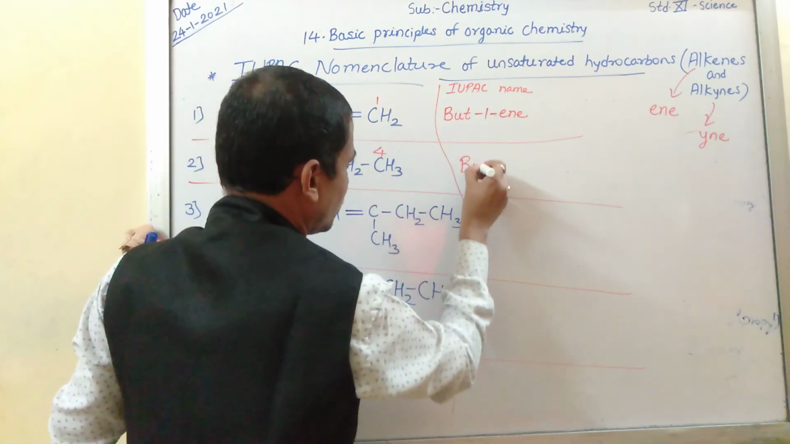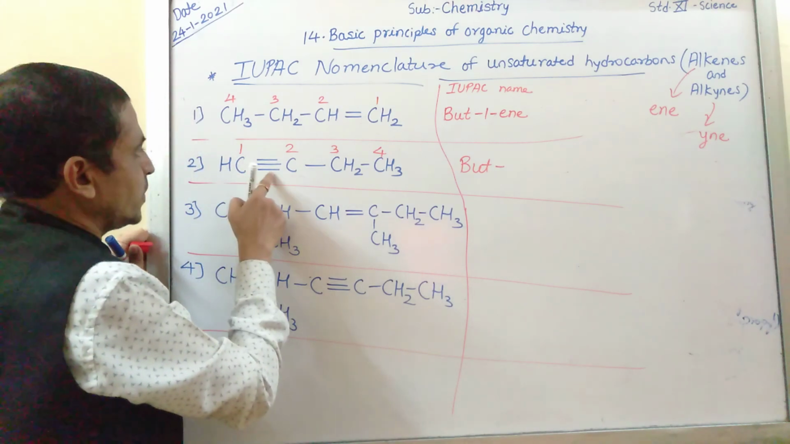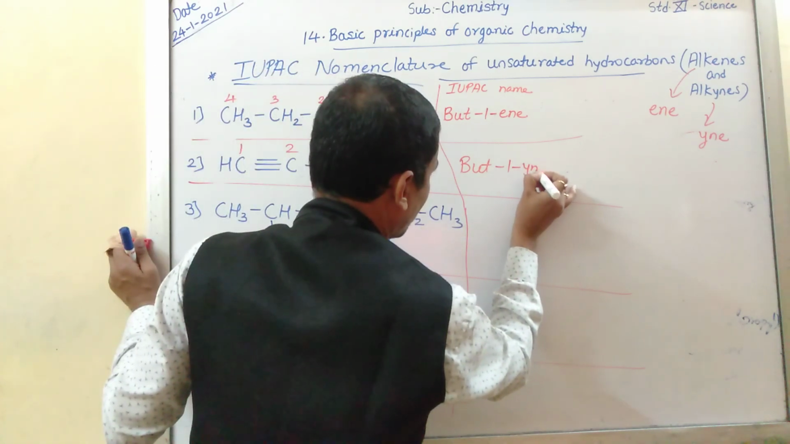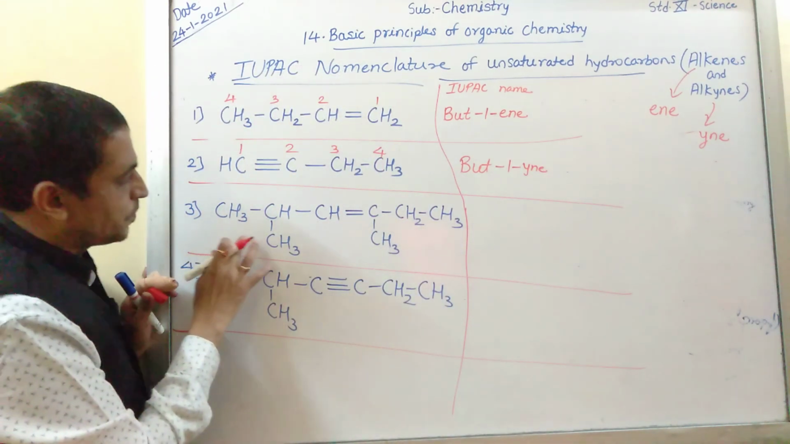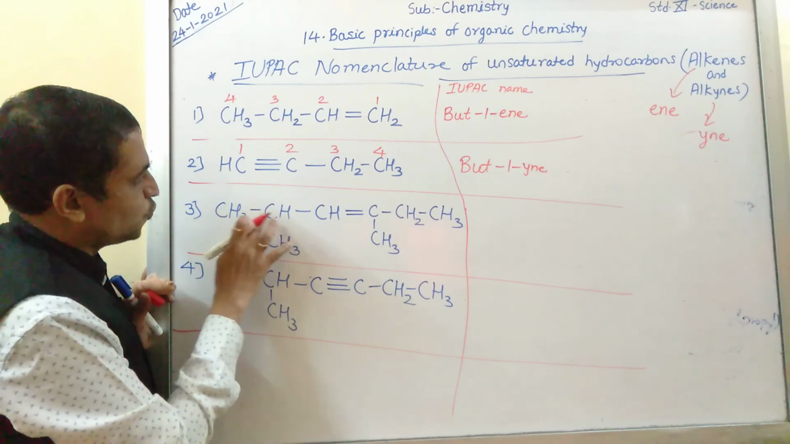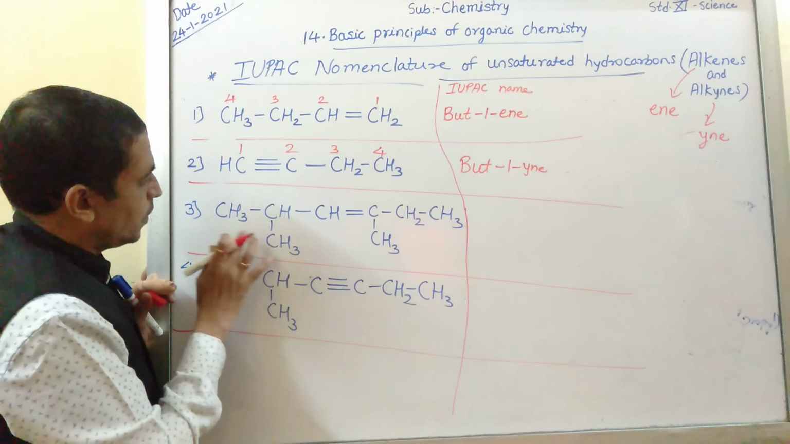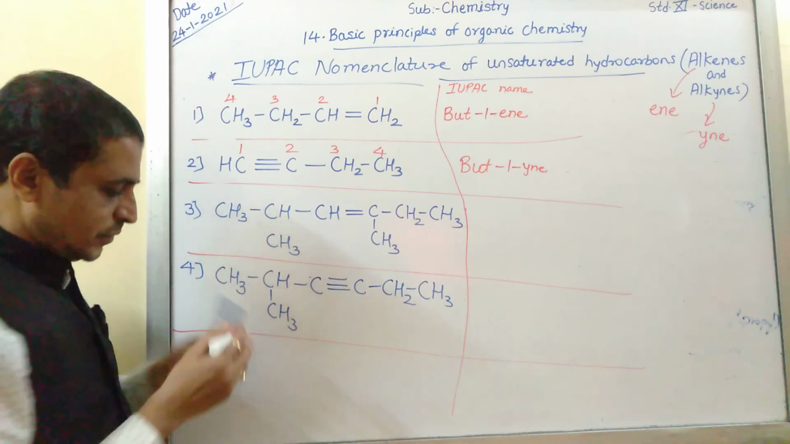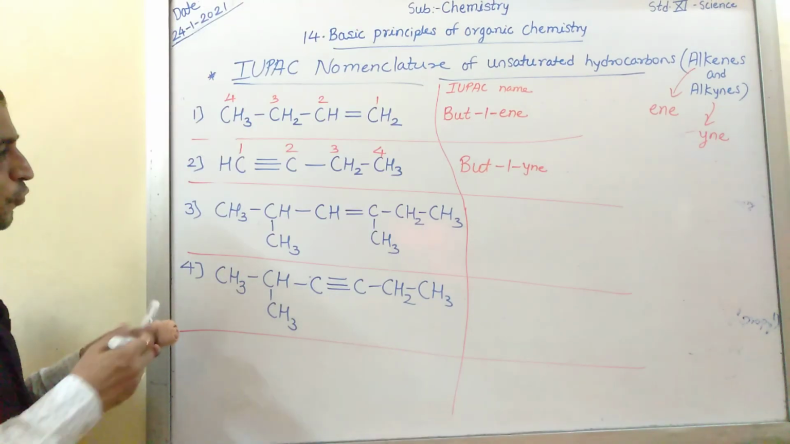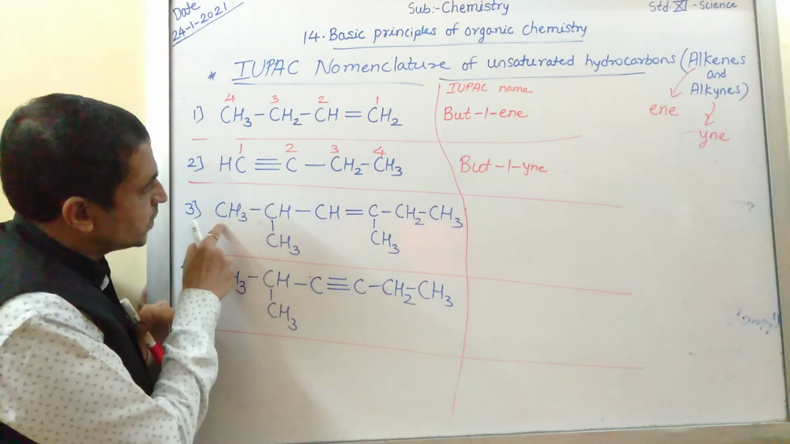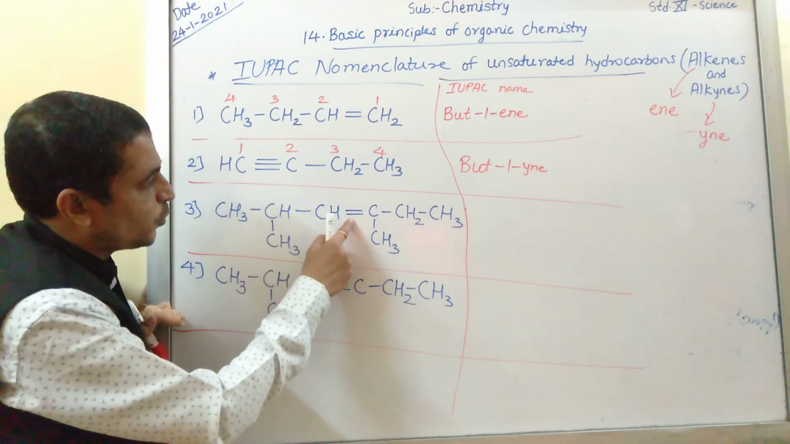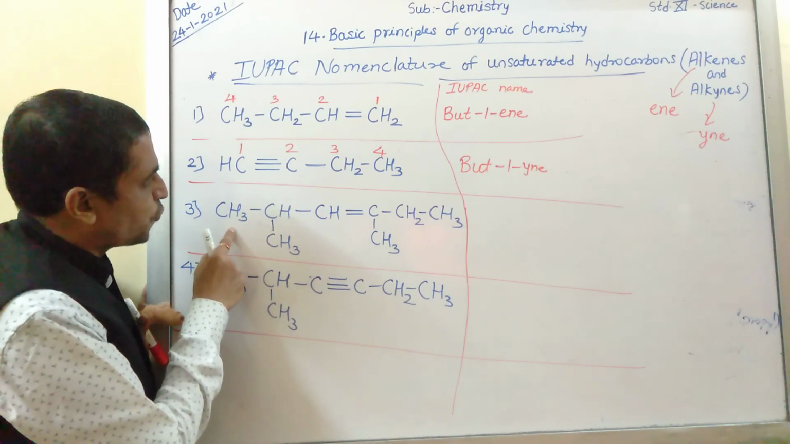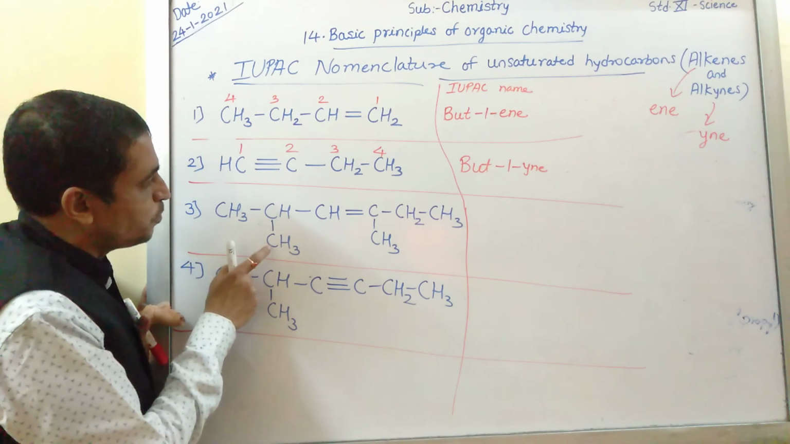Again here you get what? After the first carbon atom there is a triple bond. So put 1, and for the triple bond you put yne. But here see the branching, 1 2 3 4 5 6, which is nearest to the branching. For this compound, see, this compound contains a multiple bond. Multiple bond means what? Double bond or triple bond. So here numbering starts from the carbon atom which is nearest to the branching.